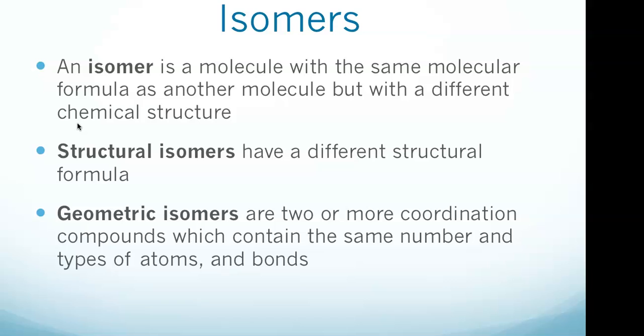Okay, so again, just to make sure it's clear, structural isomers have a different structural formula. Geometric isomers, though, are two or more coordination compounds which contain the same number and types of atoms and bonds. So the connectivity between the atoms is the same, but they have a different spatial arrangement of the atoms.